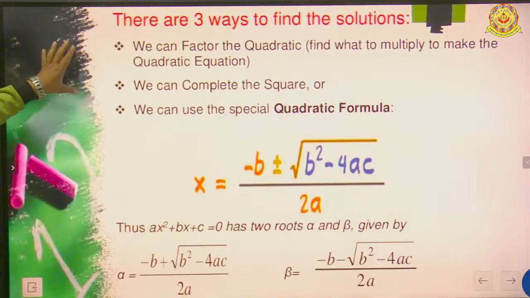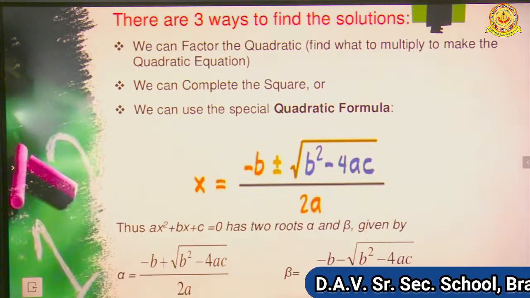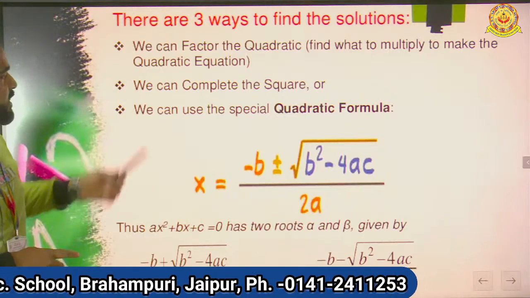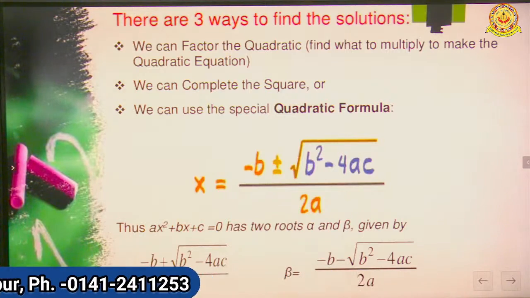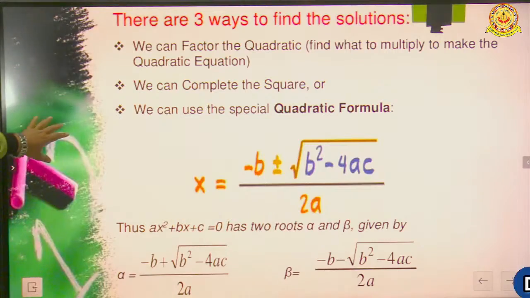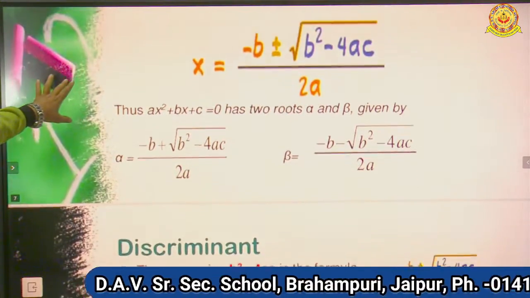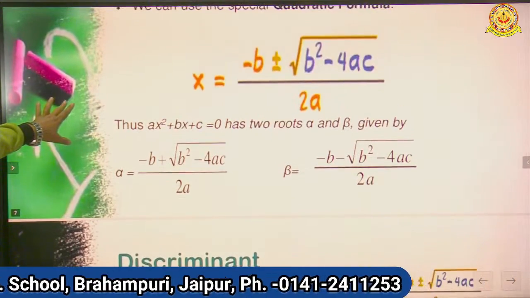We can factor the quadratic equation. We can complete the square. In RBSC it is already cancelled. We can use the special quadratic formula as well. Now what is the quadratic formula? And we can call this formula as Sridhar Acharya formula.